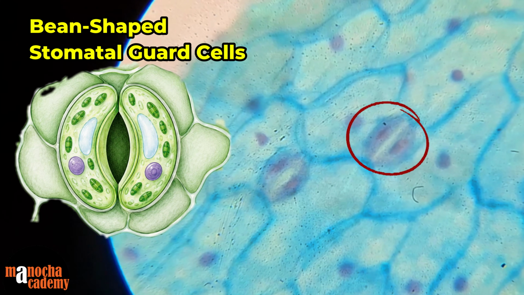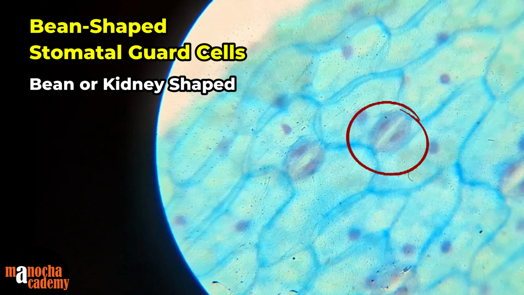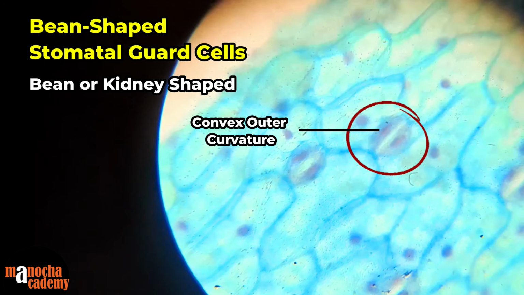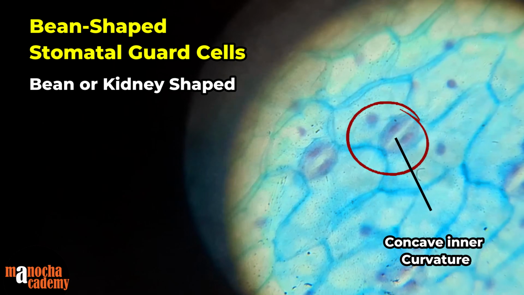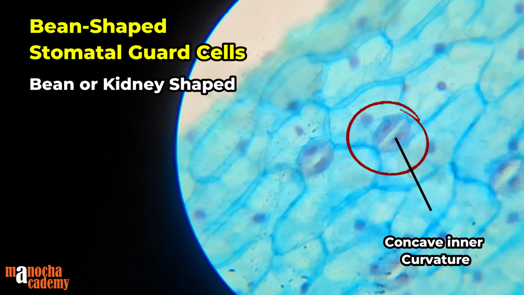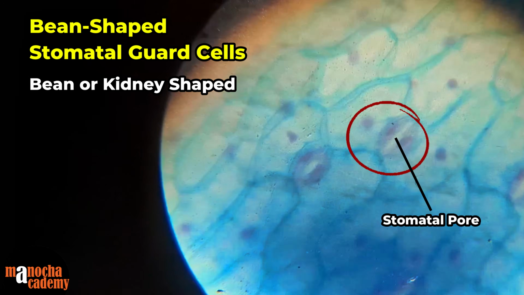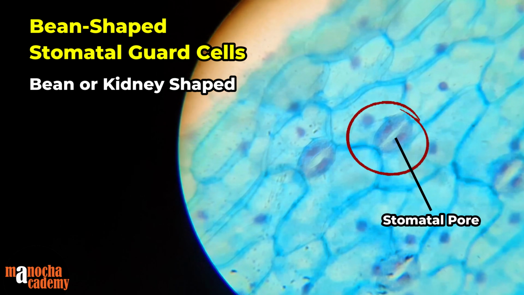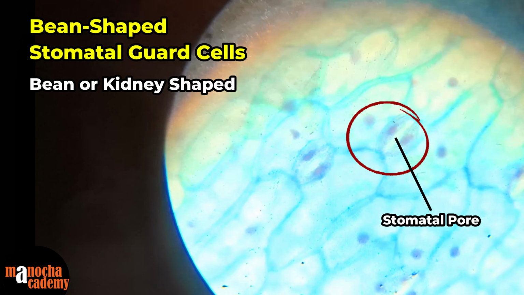Next, we have the stomatal guard cells, and the stomatal guard cells are bean shaped or kidney shaped, as we call it. As you can see, this is the outer curvature, which is convex, and this is the inner curvature, which is concave. In between these two concave ends of the two guard cells you have an aperture which is known as the stomatal pore. Alright, so the stomatal guard cell is bean shaped or kidney shaped.